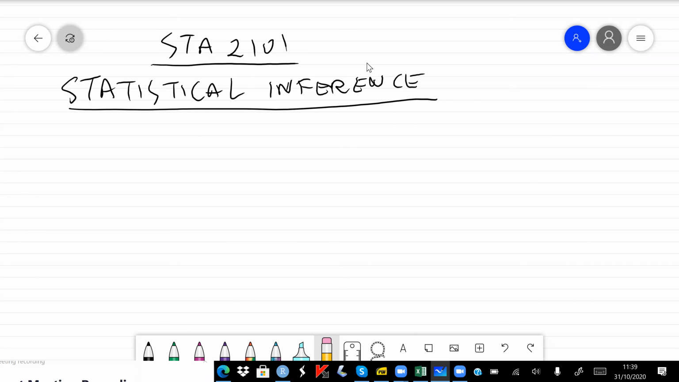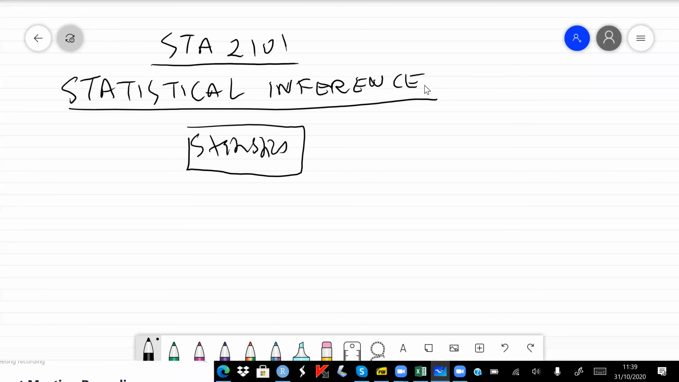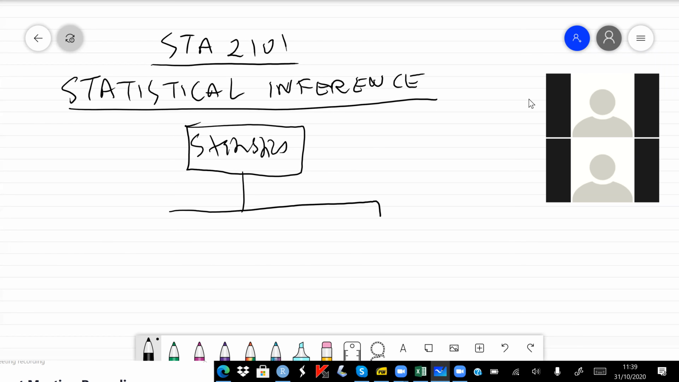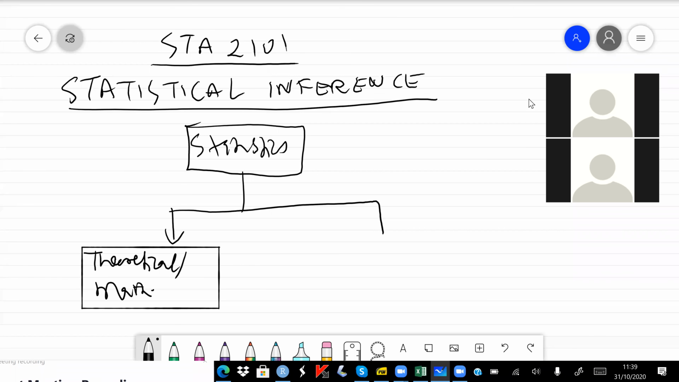And before we proceed, I would like us to remind ourselves of something that we learned in Business Statistics 1, that statistics as a discipline is broadly classified into two. So we have what we call theoretical or mathematical statistics.